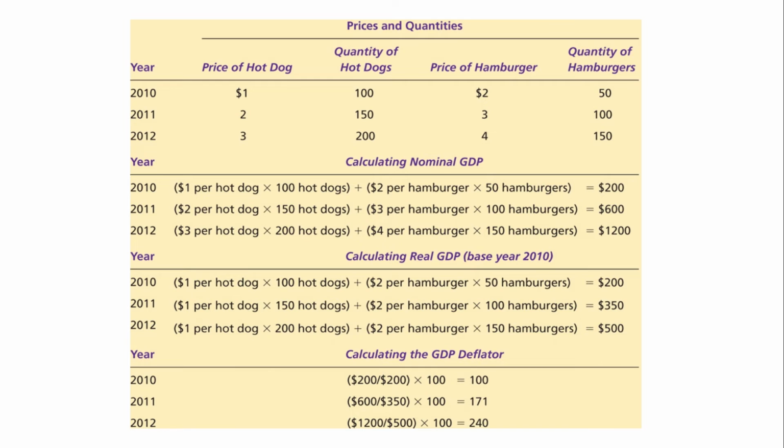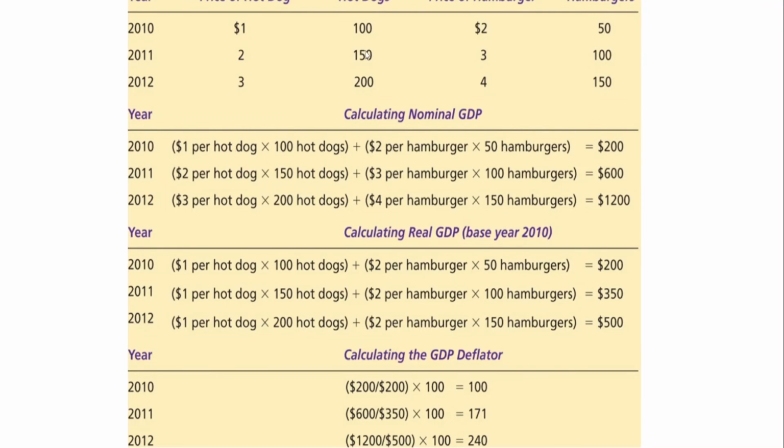Okay, real versus nominal. This is a very important concept for this chapter. Here, I have stolen the chart from the PPT that our teacher used to teach us. So, hot dogs. When you're calculating nominal GDP, it's just the price in dollars times the number of hot dogs plus $2 times 50 hamburgers. So basically, you add them together for each year and then you get the nominal GDP.